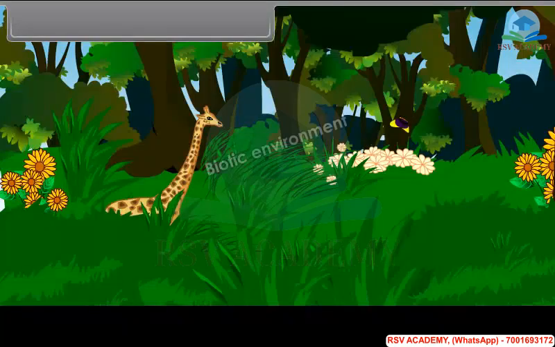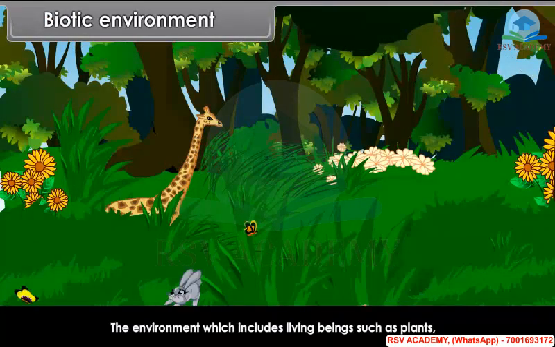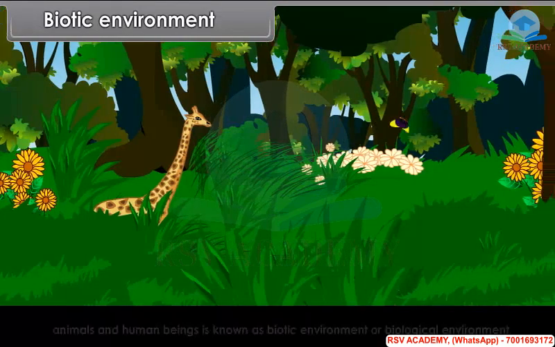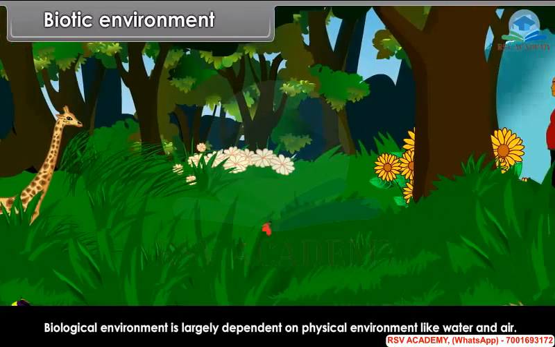Biotic environment. The environment which includes living beings such as plants, animals and human beings is known as biotic environment or biological environment. Biological environment is largely dependent on physical environment like water and air.